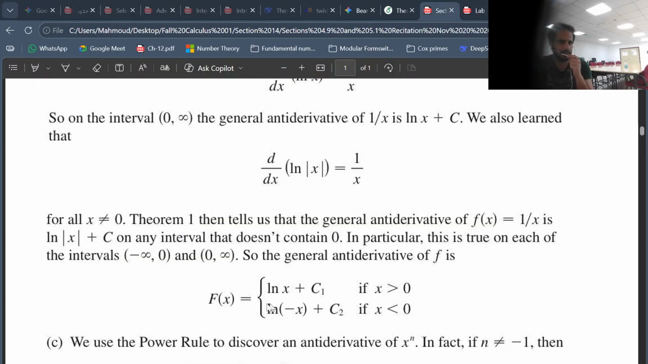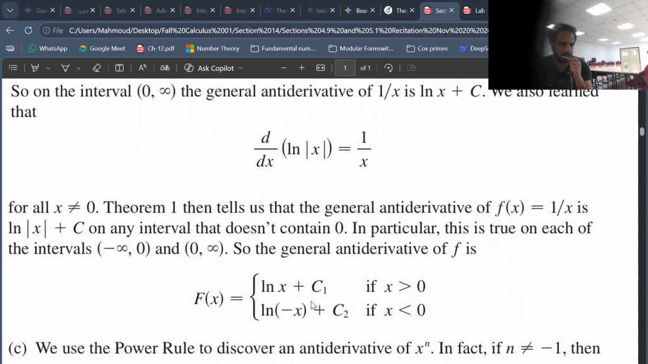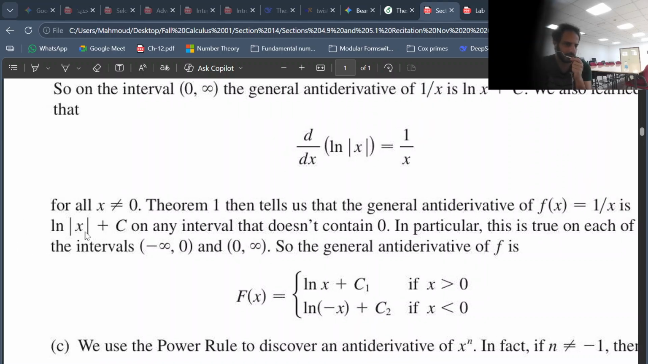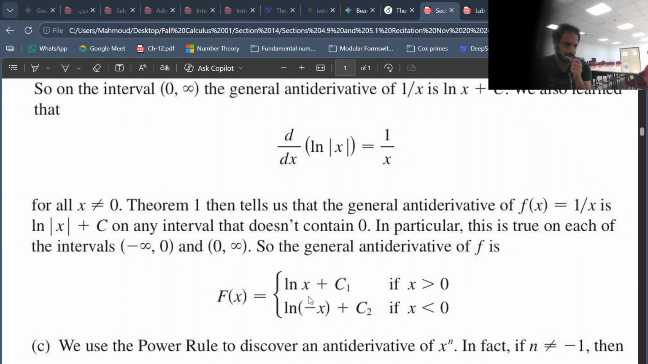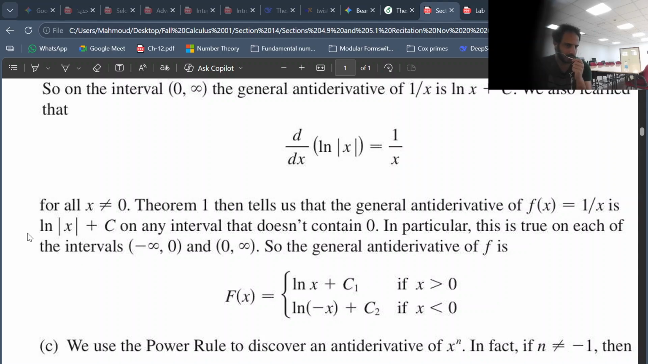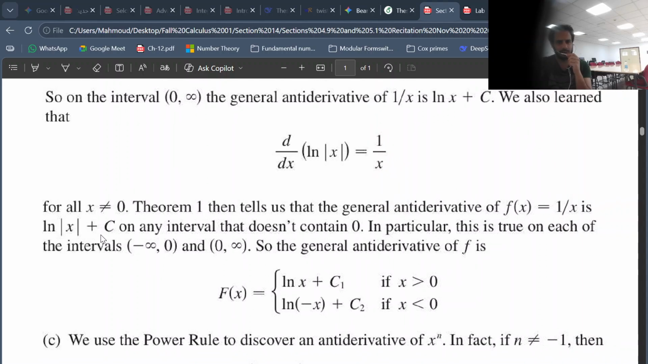But here, this is just for understanding. We will consider the answer ln absolute value of x plus c, just one constant, okay? So just write plus c. Forget about this here. This is just for understanding that this in fact is the most general antiderivative for 1 over x. This idea here is important. In general, when you have two open intervals, then you have two constants that are not necessarily the same constant.